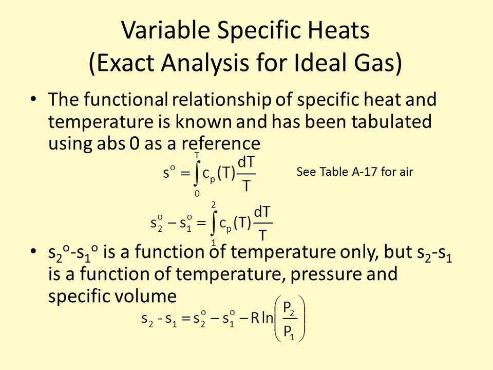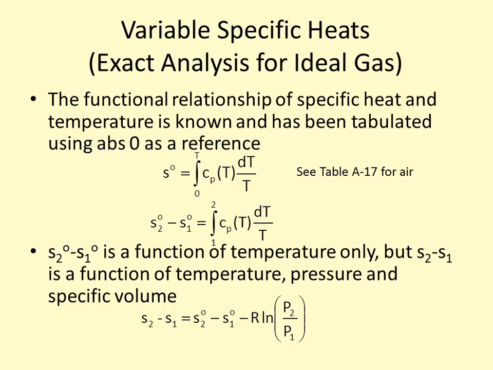analysis for an ideal gas. The relationship for specific heat and temperature is known. There's some functional relationship for it, and it has been tabulated using absolute zero as reference. So this value here, this is not entropy really. It's the reference entropy, so S superscript 0 is equal to this equation. So at whatever temperature you look up this S superscript 0, it's equal to the integral from 0 to that temperature of this part of the equation. So the specific heat times dT over T.